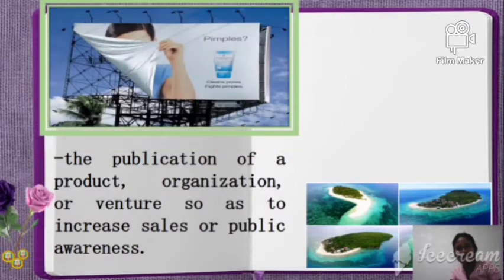First, we have the publication of a product. So for example, this one, pants. That means when you see promotion, they are making advertisements to make their products familiar to people. So that is publication of product.